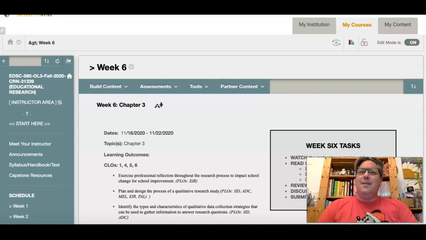It's a little crazy to think that we're 6 weeks into this session, and to think how far you have come along already on your journey in getting the first components of your capstone experience completed. I'm excited for you.